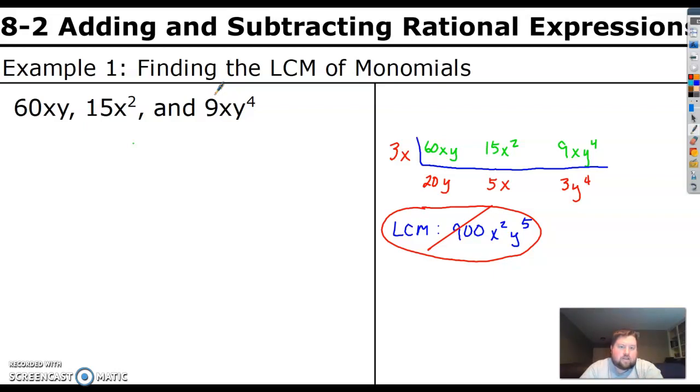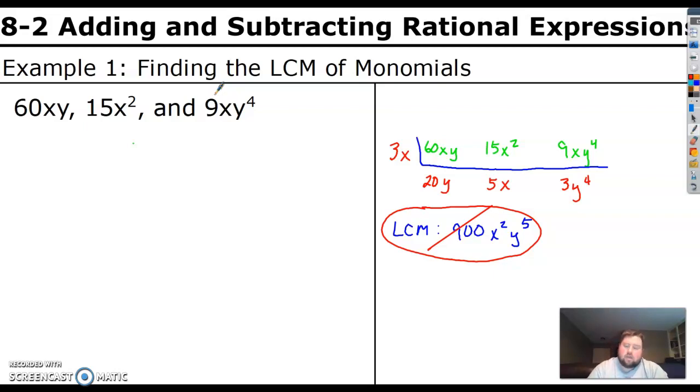So I've done the upside down division method on the right over here, and you can see I took out the 3x that they had in common. And then what's left over, the 20y, 5x, and 3y to the fourth, they don't all three have something in common. So it's easy to fall into the trap of just multiplying all those together, and you get 900x squared y to the fifth as the LCM.